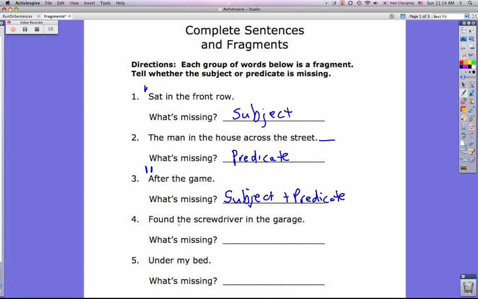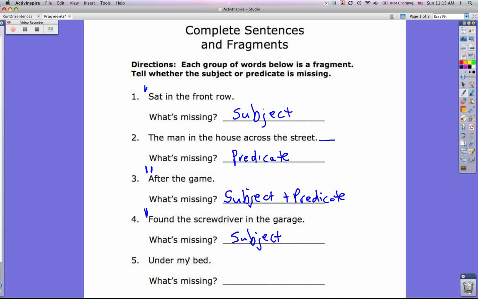Number 4, go ahead and pause the video and see if you can do numbers 4 and 5. Turn it back on when you're ready to see the solution. Number 4, found the screwdriver in the garage. Doesn't tell us who found the screwdriver in the garage, so we're missing the subject of the sentence. That is a fragment.